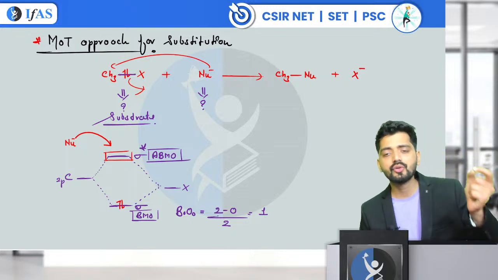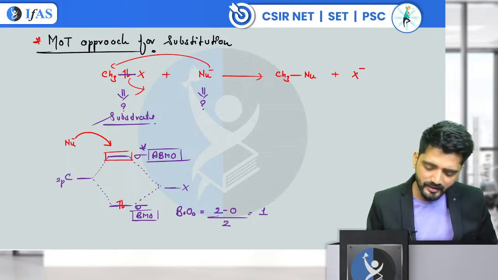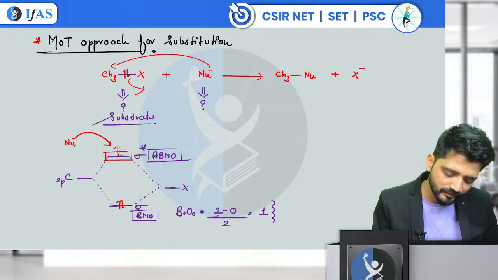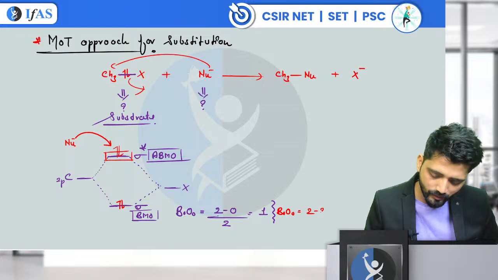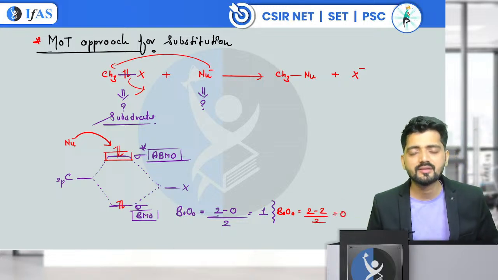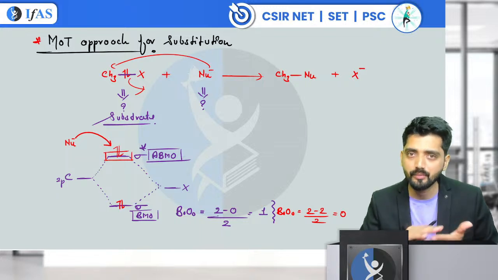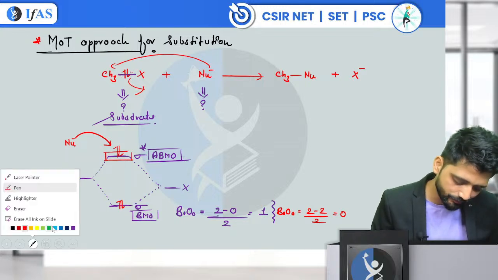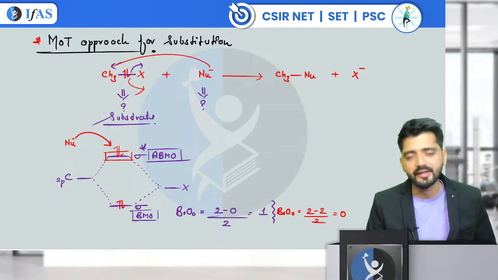But once a nucleophile has donated its 2 electrons into the sigma star orbital, then what will be the bond order? If 2 electrons are present in the sigma star, then the bond order would be (2 minus 2) divided by 2, which is 0. This suggests that yes, the sigma bond between carbon and halogen has been broken. This is what you do when you follow the classical approach: we attack the carbon center and the X group is eliminated.